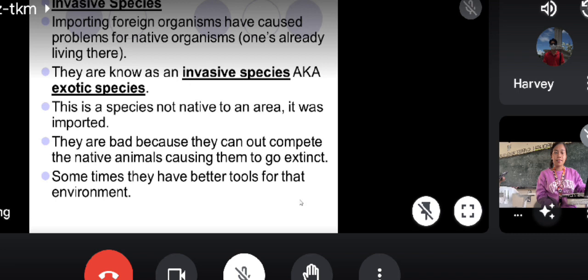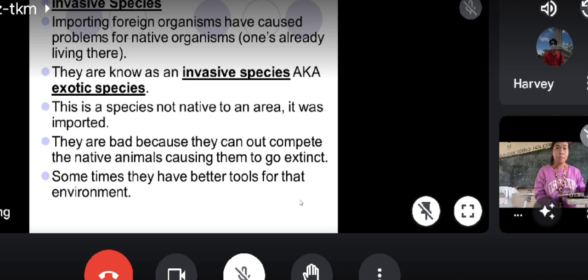Invasive species. Importing foreign organisms causes problems for native organisms. Once they are living there, they are known as invasive species, also called exotic species. This is a species not native to an area. It was imported. They are bad because they can outcompete the native animals, causing them to go extinct.